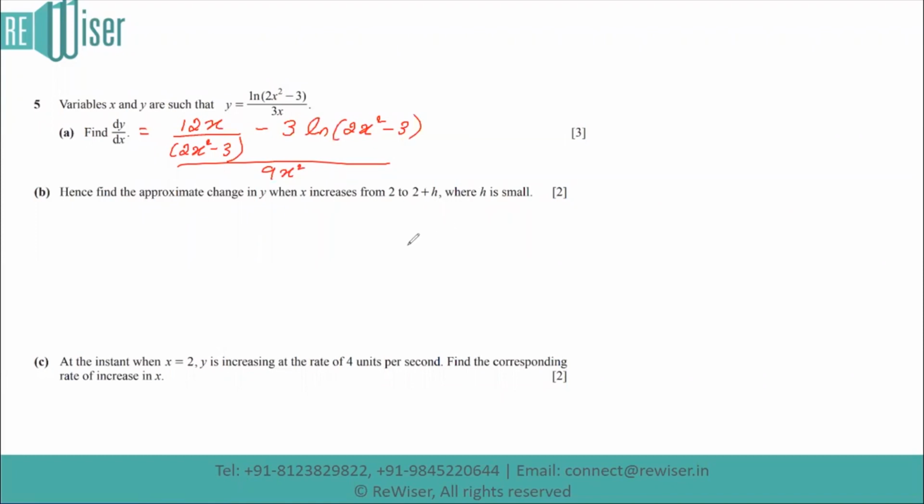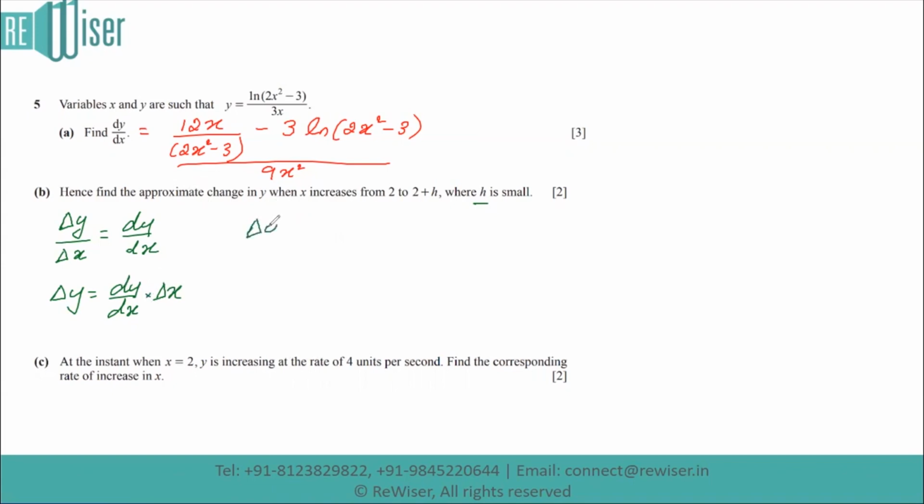We need to find an approximate change in y, so I'm going to take the change in y as delta y. We know that change in y over change in x is the same as dy/dx. So I can also say this change in y would be equal to dy/dx times change in x. We know this change in x is h, because x is increasing from 2 to 2 plus h. So the x value is 2. When the x value is 2, what is the value of dy/dx?